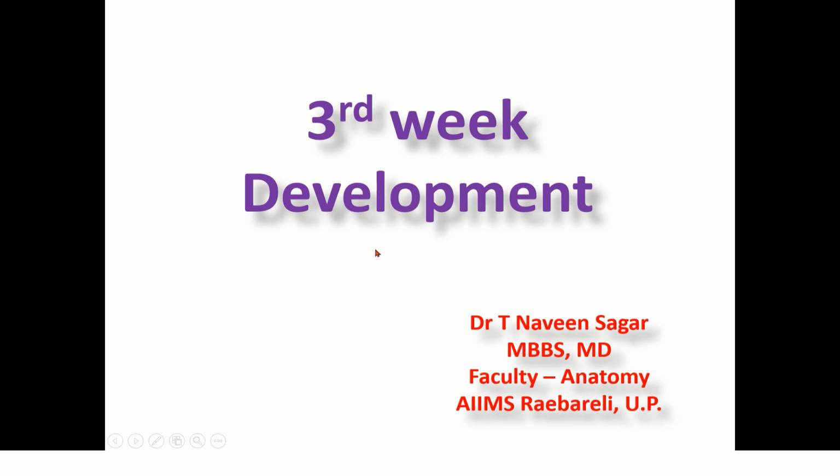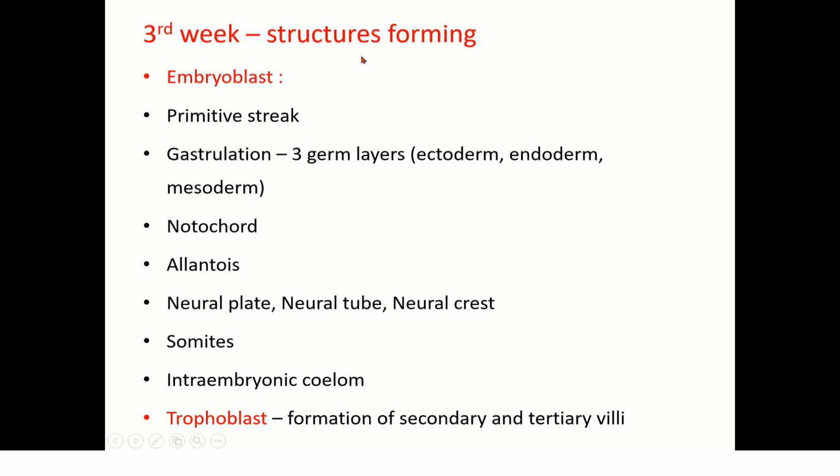So in the last class, we have seen second week development. So this is the third week development. As we have already set the format, there are changes in the embryoblast and changes in the trophoblast. Changes in the embryoblast are formation of primitive streak, gastrulation, that is formation of the three germ layers. The third germ layer here is the intraembryonic mesoderm. Then the formation of notochord, allantois, neural plate, neural tube, neural crest, and then the somites, and then the intraembryonic coelom. In the trophoblast, there is formation of secondary and tertiary villi.